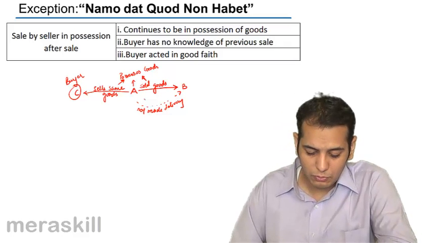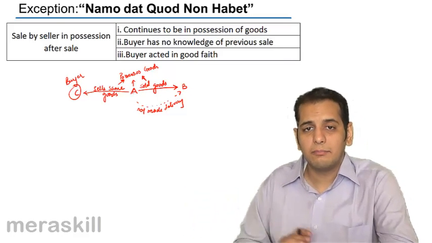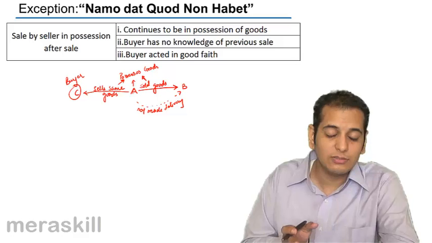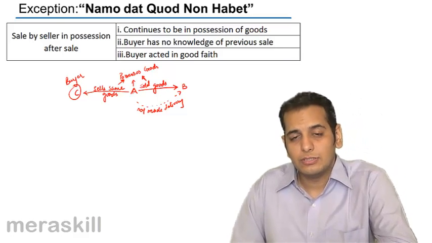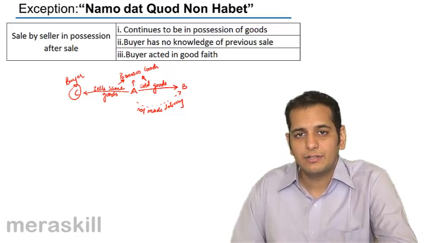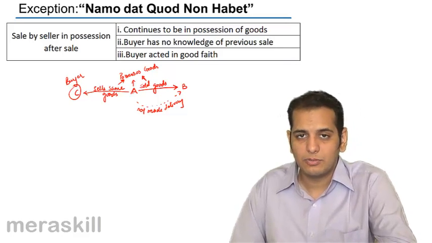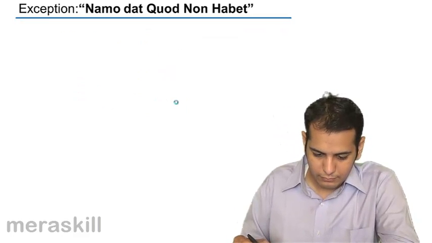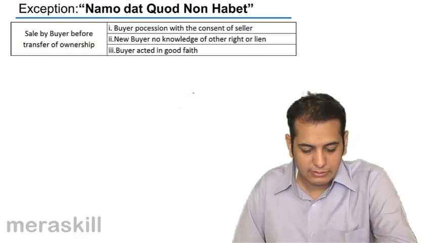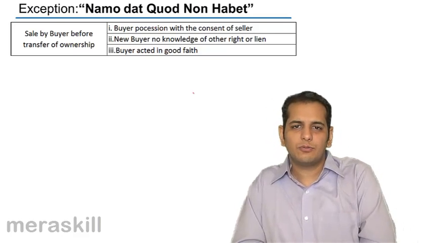Now, the important thing to note here is, once A sells the goods to B, A does not remain the owner of the goods. Yet, the law says he can make a transfer to C. He can sell the goods to C. Though he is not the owner, yet he can transfer ownership to C. Thus, this is an exception to Nemo dat quod non habet. The next exception is sale by buyer before transfer of ownership. Now, this is almost a similar case from the buyer's perspective.